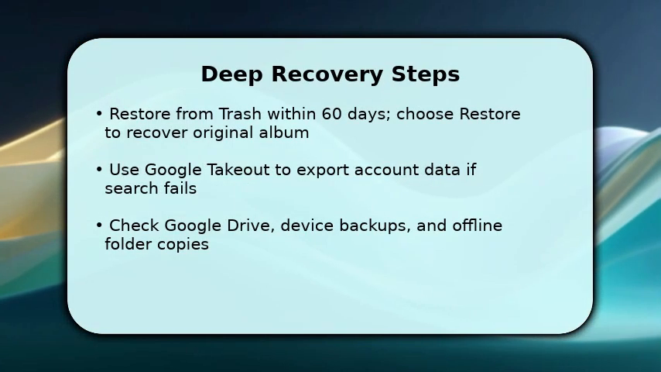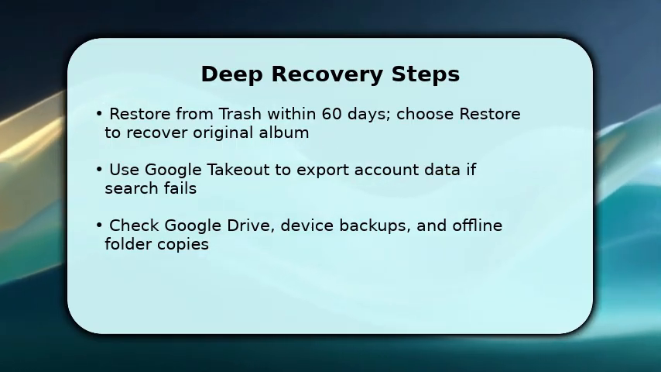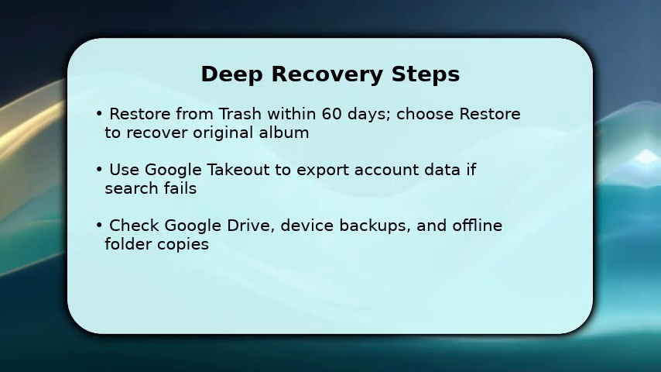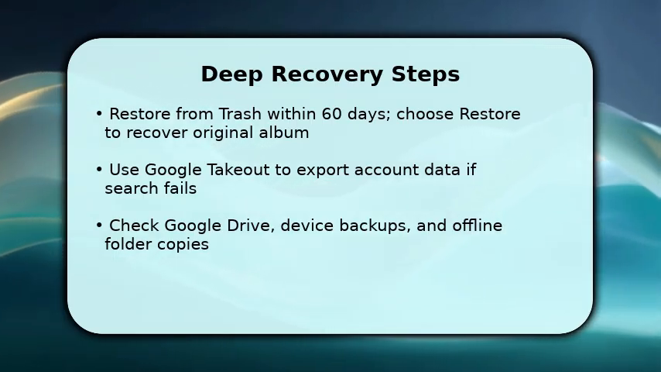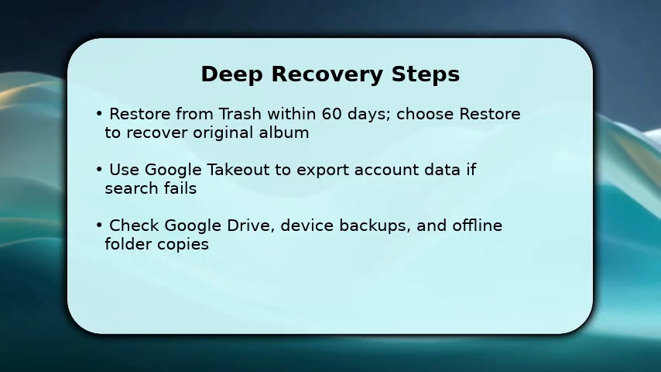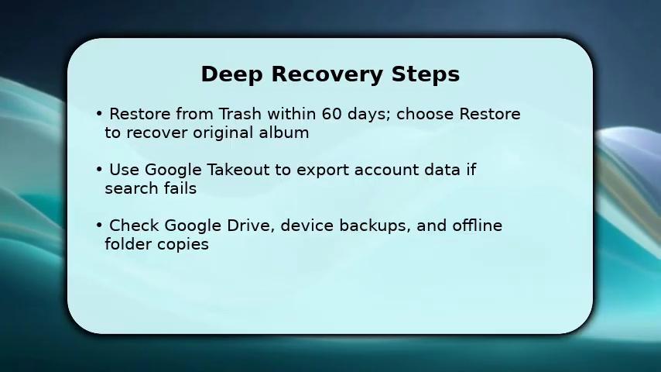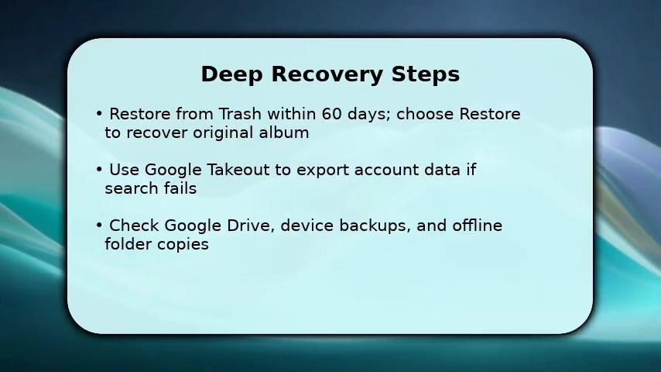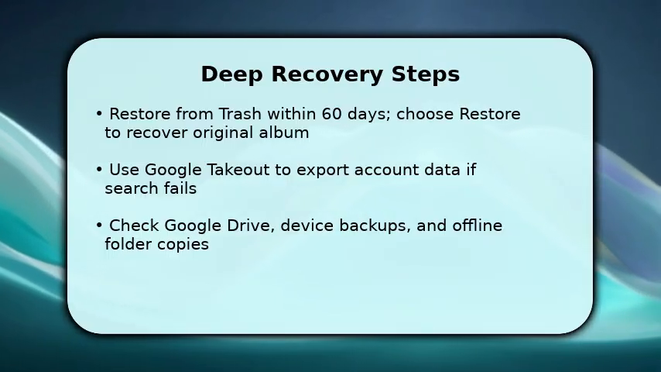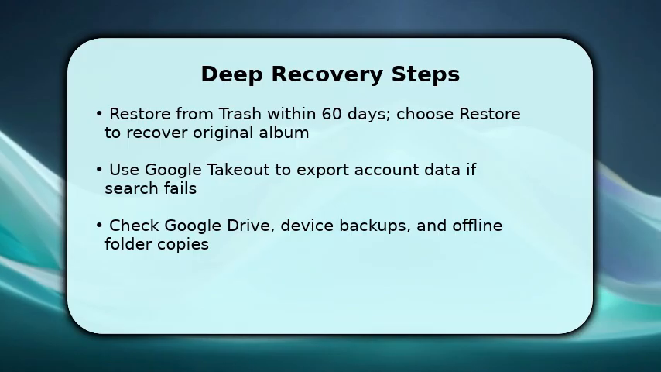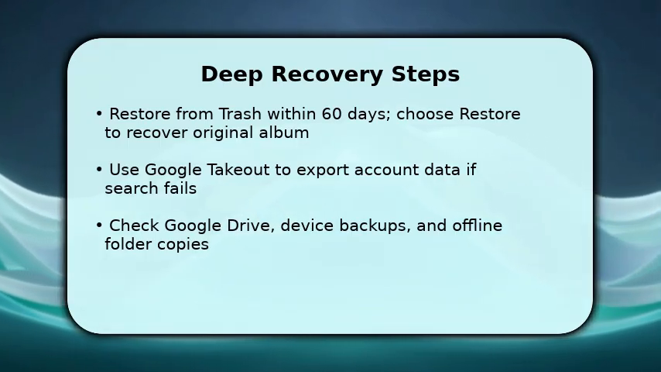Once trash didn't yield the file, move to deeper recovery. Inspect Google Drive and any device backups. Some photos sync there instead. Use Google Takeout to request an export of your photos archive. This can reveal assets not visible in the web UI. On Android, check the Photos app's device folders and the system backup in Settings. On iPhone, inspect iCloud settings for duplicates. Make sure to search by date, file name fragments, and people labels so you don't miss variants or edited copies.